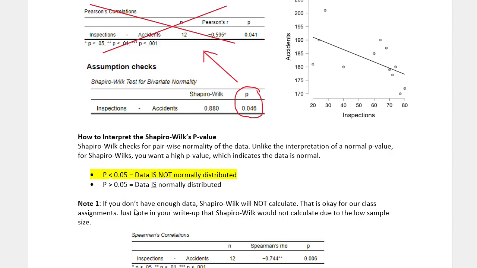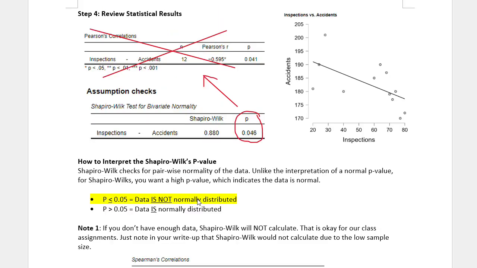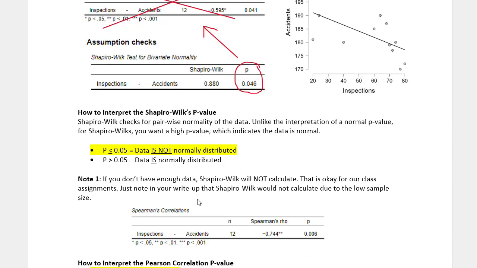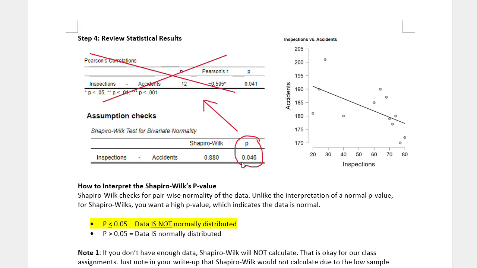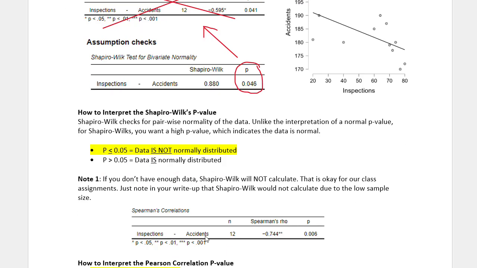Also note, if you don't have enough data, Shapiro-Wilk will not calculate. That's okay. Go back to example 1. I show how to deal with that. But if you do have Shapiro-Wilk calculated and it's not normally distributed, what you need to do is basically, if that p-value is low, you cross out, you do not need the Pearson correlation because the data is not appropriate to use for the Pearson correlation. So if this p-value is less than 0.05, Pearson correlation is not appropriate to use with this data. Instead, you're going to go ahead and switch to Spearman.